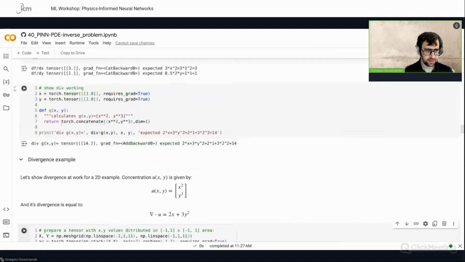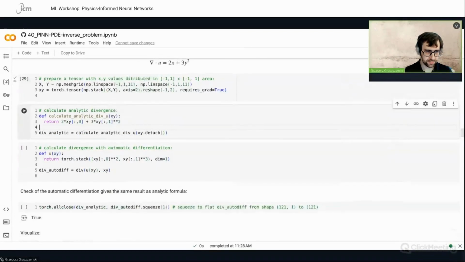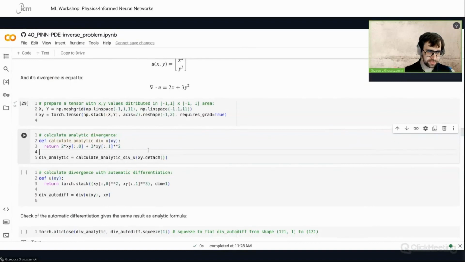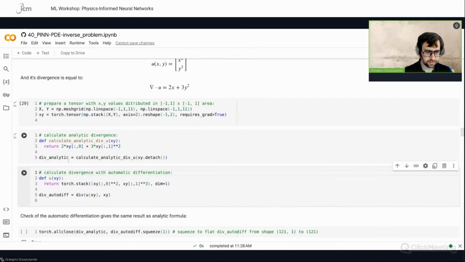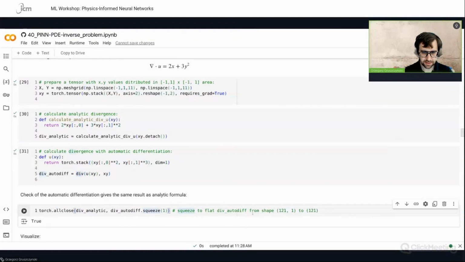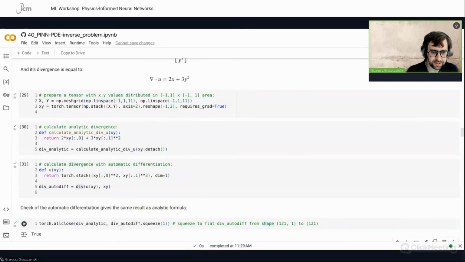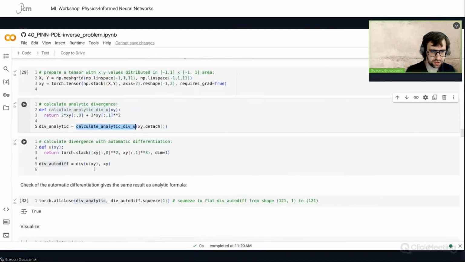We can also test this function not only on a one-by-one tensor, but also on a mesh grid. Now I'm creating the mesh grid. I calculate the analytical divergence. And I'm going to do the same with the automatic differentiation and test that it works. And indeed, this is the case. So the result returned by automatic differentiation and my analytical result returned the same values on each element of this mesh grid.